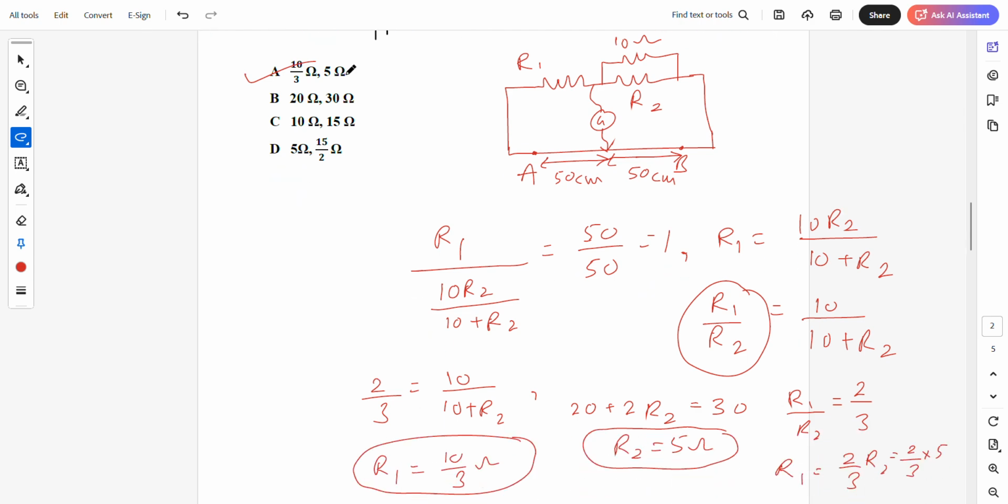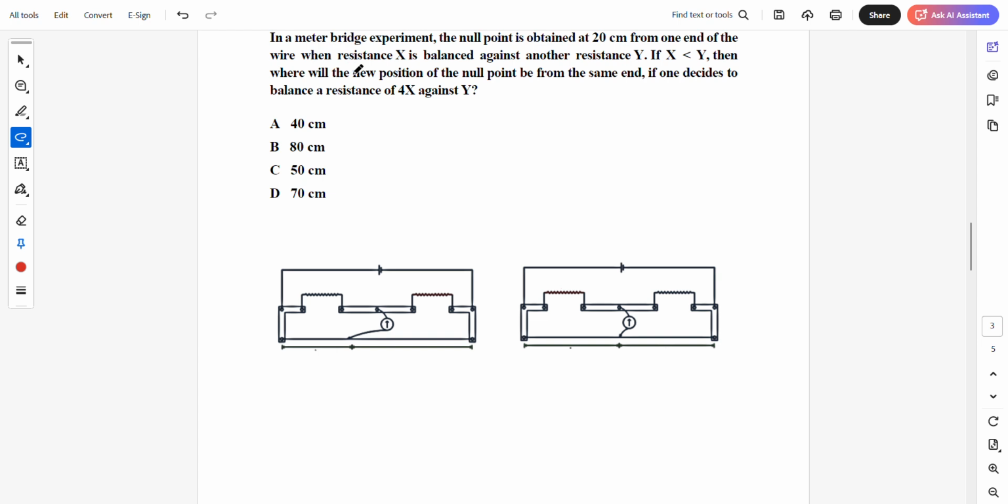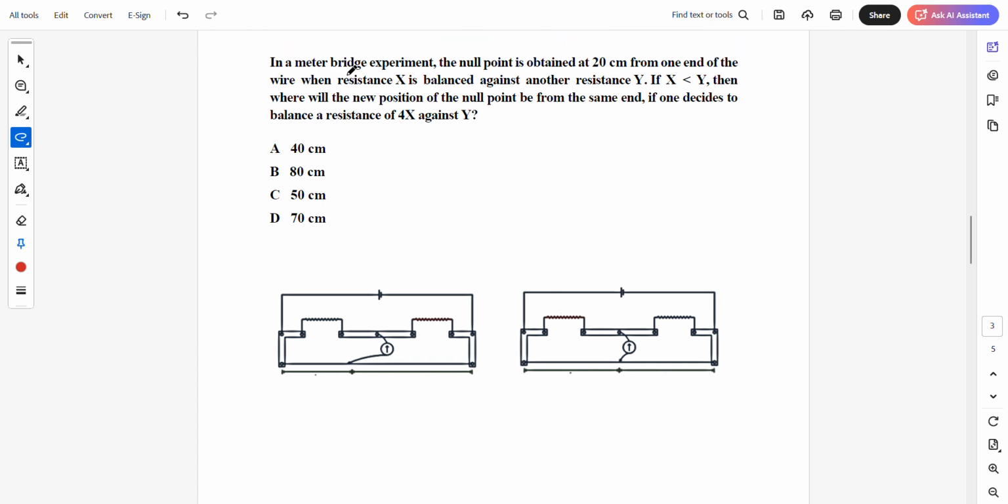Okay, let us take the second sum. In a meter bridge experiment, the null point is obtained at 20 centimeter. This is 20 centimeter. Then from here to here, if this is 20 centimeter, how much will this be? 80 centimeter.